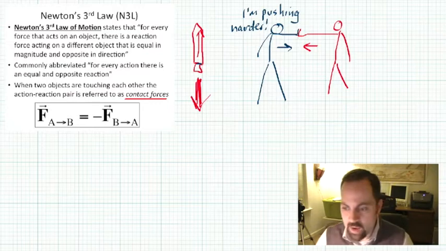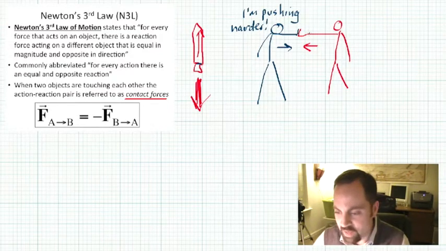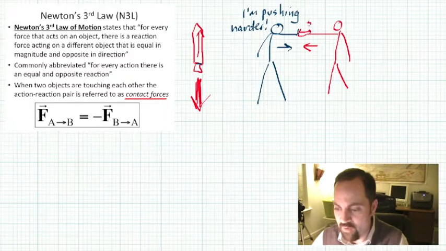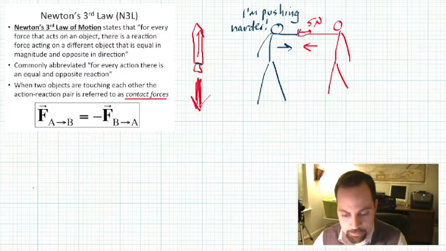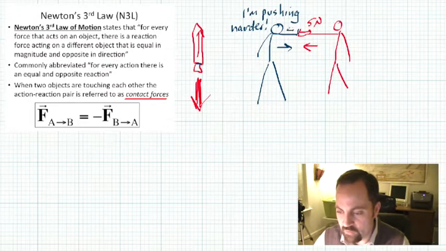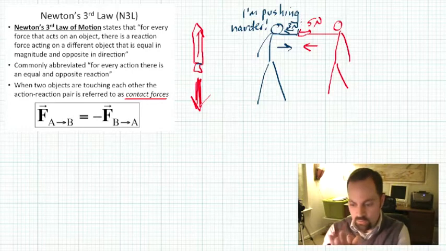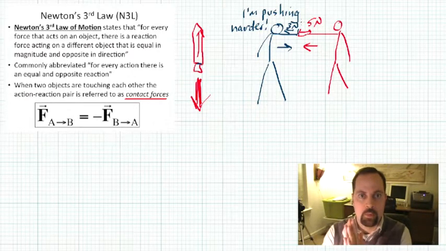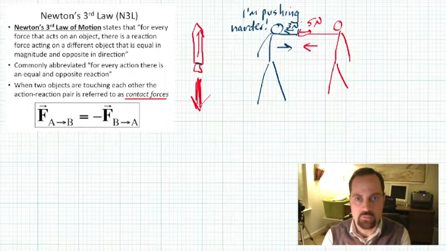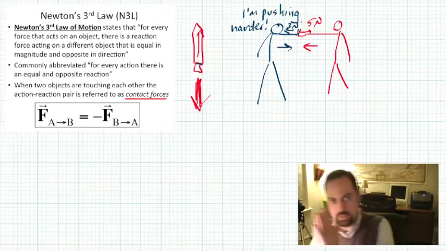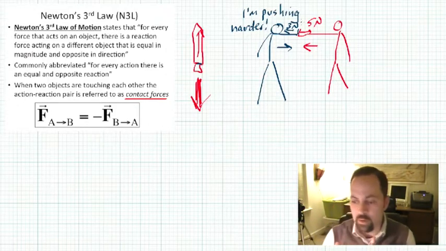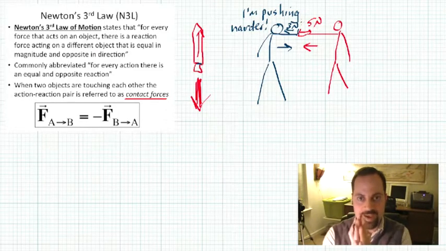That is to say, between their hands, it's not like this person on the right-hand side feels 5 newtons on their hand, and this person on this side feels 3 newtons. No, they both feel the exact same amount of pressure on their hands. We call that the contact surface. Regardless of whether one person is pushing the other backwards, they're both still feeling the exact same force on that contact surface, which is their hands right there.